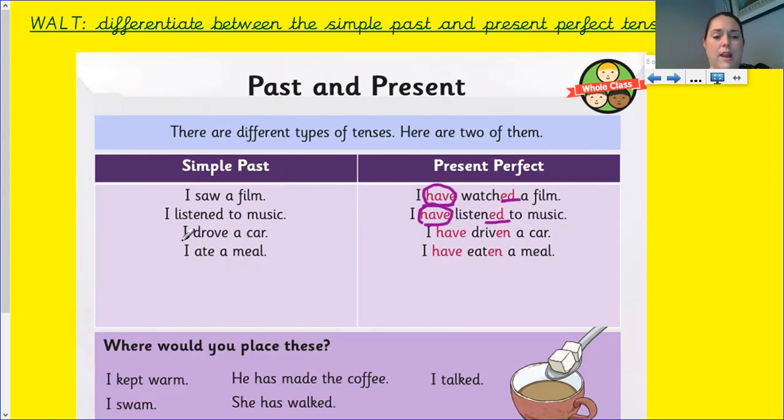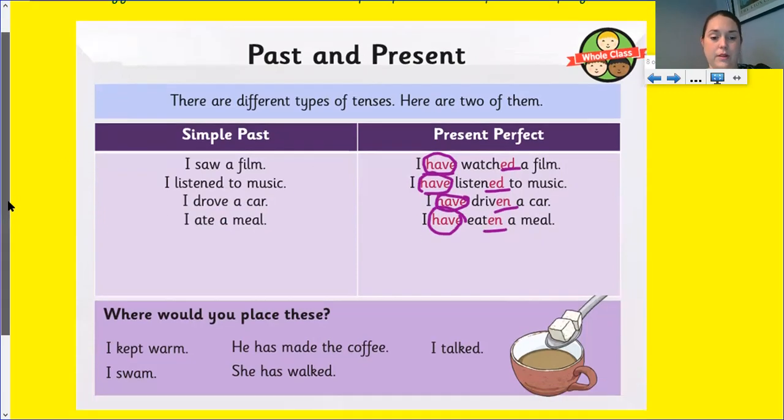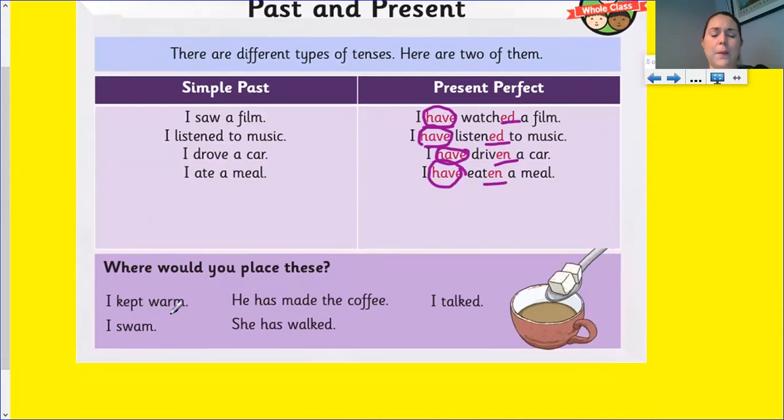In the simple past, I might say, I drove a car. And in the present perfect, I might say, I have driven a car. We've got that extra word in there, and it's have. In the simple past, I might say, I ate a meal. And in the present perfect, I would say, I have eaten a meal. All of those present perfect examples have got the word have in them. Where would we put these? I kept warm. Oh, well, it's not got the word have in, so I'm going to put it in that column. He has made the coffee. Where do I put that one?